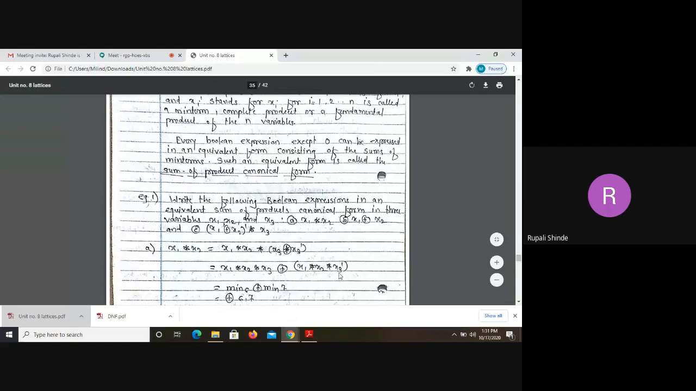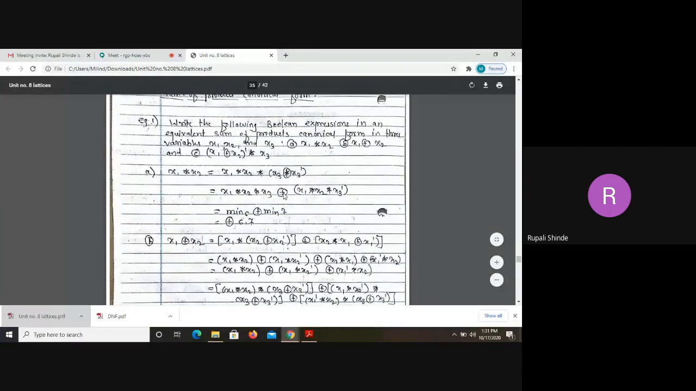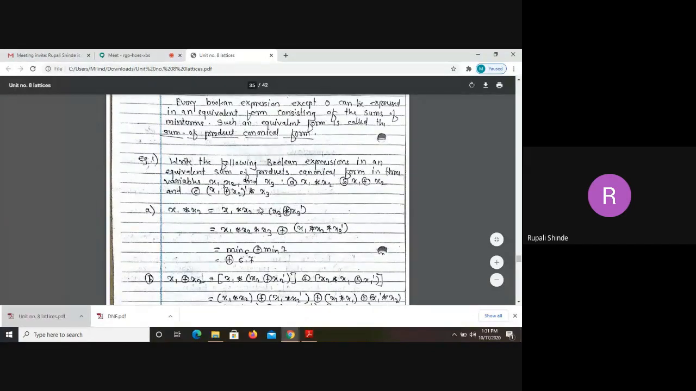Look at this second term. This is also called a minterm because all the variables are connected by star operation. Now we are going to take the sum. That's why we have used the XOR operation here. So we can say that this is sum of product form. The sum is outside the bracket and inside the bracket the product is there. That's why it is sum of product. So this is the sum of product canonical form.